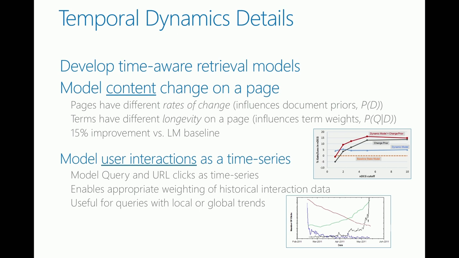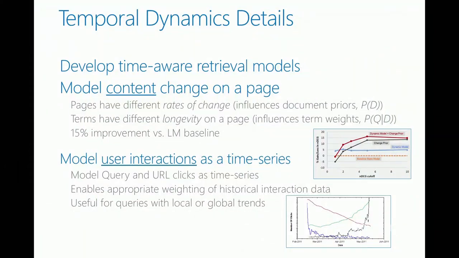Some words are always on a page. So think about the Stanford homepage. Some words are always there. It's Stanford University, it's located in the same place. Others change over time, what news feature they may have on the item. And the longevity of a word in a page can give you very good estimates of what's relevant at any point in time. And then we also look at these kinds of dynamic user interaction patterns. And if you use these two sources of information, you can develop much better ranking models than, again, if you treat things as uniformly distributed and independent.